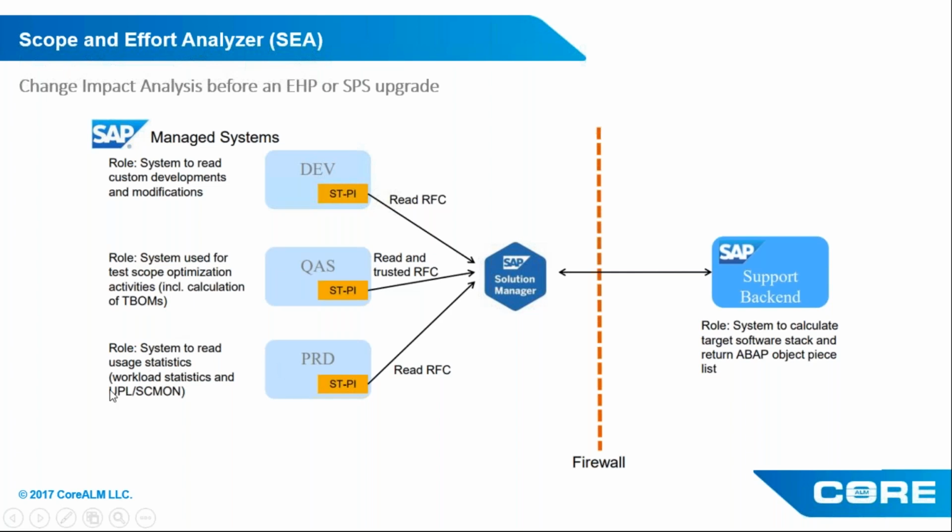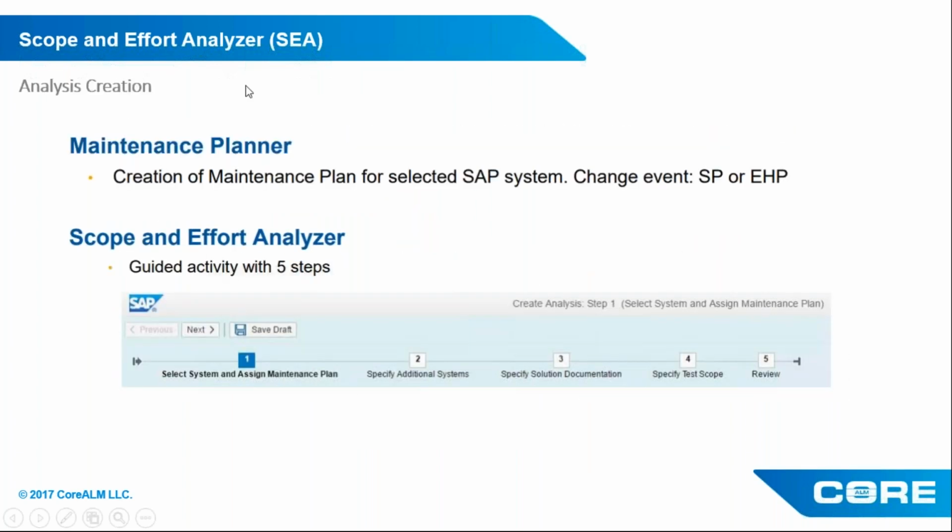And then prod, that's where UPL and SCMon is set up, and it captures the statistics. So the statistics go in and say this is what you're actually using. The T-BOMs and the development objects are all read in. It goes into SAP through a firewall, and then it calculates from that which objects are impacted. And from there, you can begin doing the test planning and test scope optimization.